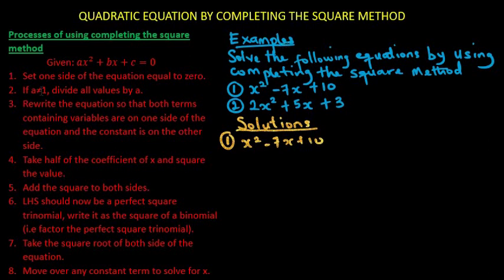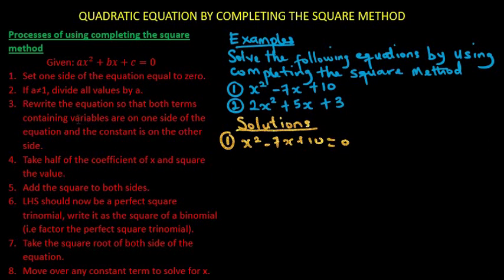Now, rule number 1 says set one side of the equation to 0. So we'll be setting one side of the equation to 0, which will give us the right hand side of this equation. Rule number 2 says if a is not equal to 1, divide all values by a. Now coming to the question, the coefficient of x squared is 1, which is our value for a. So we do not need to divide through by the coefficient of x squared, which is 1. So we can go to rule number 3.